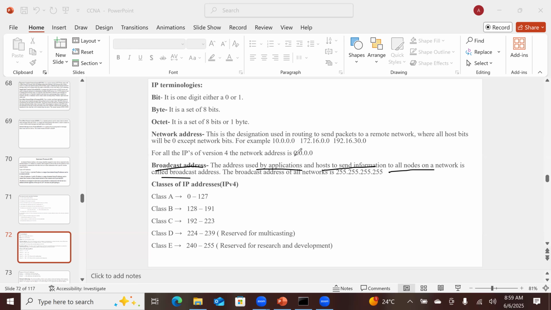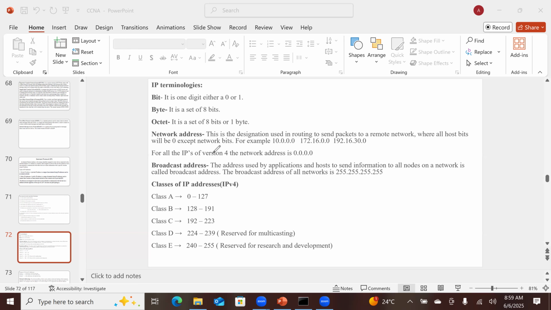Okay, this is the initial number and this is the last number. That's the reason this is called the network address, and this is called the broadcast address. Wherever you find 0 in any octet, just understand that it belongs to the network part. That is a network address, I can say. If you find 255 in any octet, then you consider it a broadcast address. Understood? Clear?